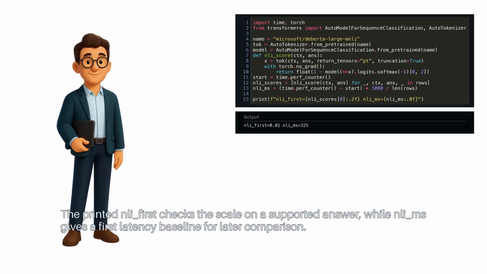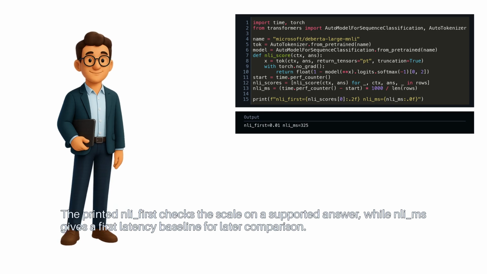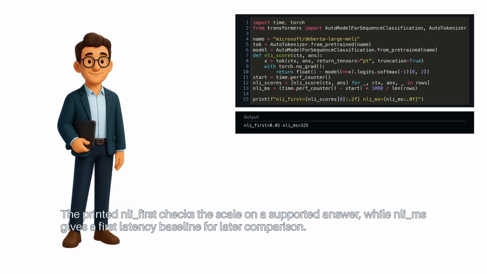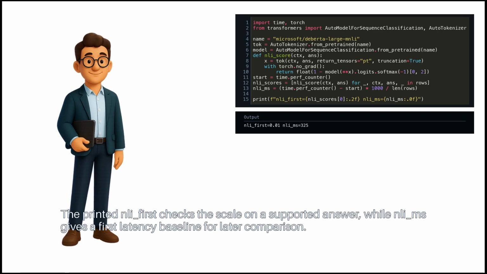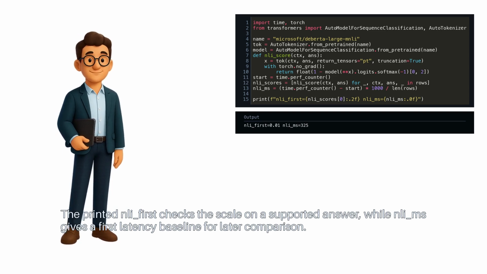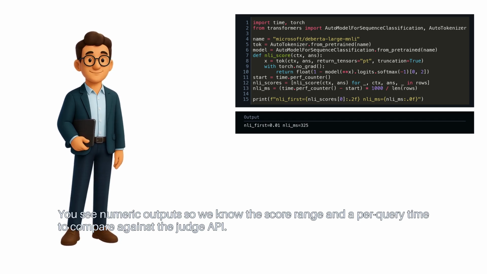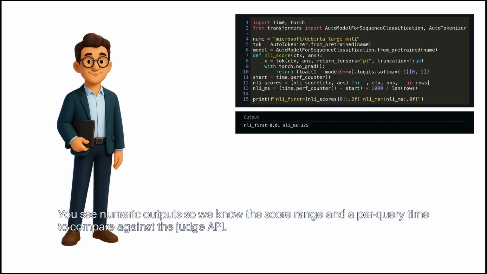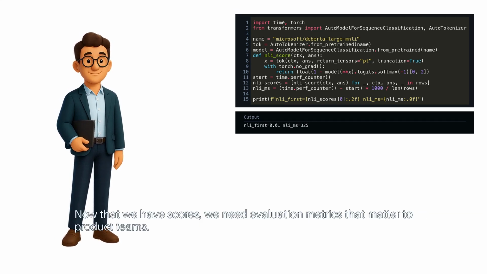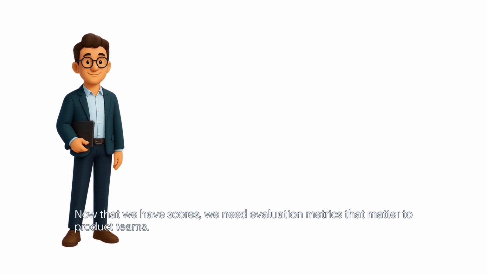The printed NLI score first checks the scale on a supported answer, while NLI_MS gives a first latency baseline for later comparison. You see numeric outputs, so we know the score range, and a per query time to compare against the judge API. Now that we have scores, we need evaluation metrics that matter to product teams.